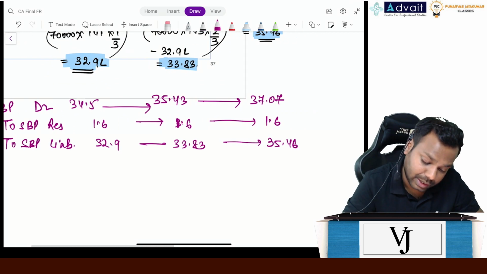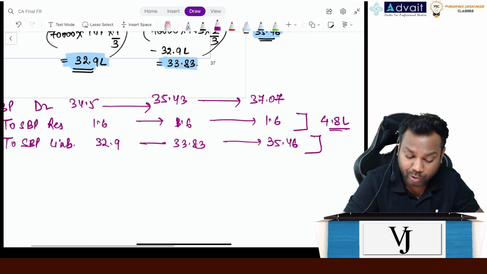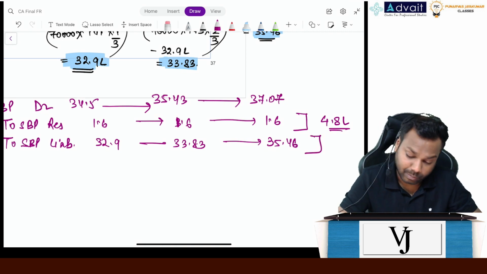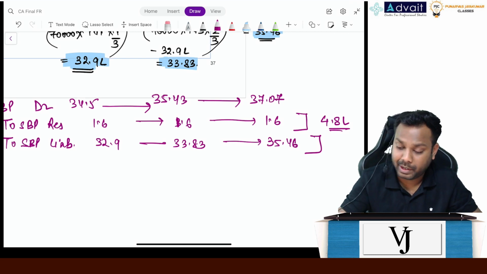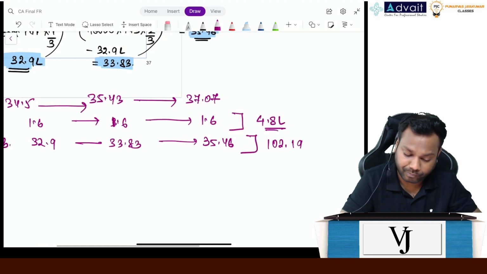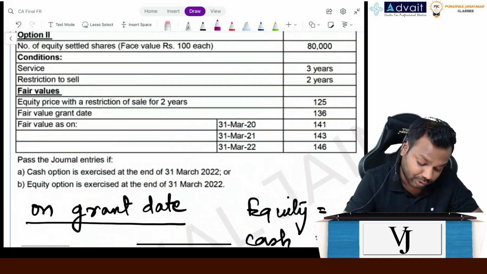Now, equity will have a total balance of 4.8 here, and liability will have a total balance of how much? Tell me. 32.9 plus 33.83 plus 35.46 is 102.19. Right? Now, see what is the question.